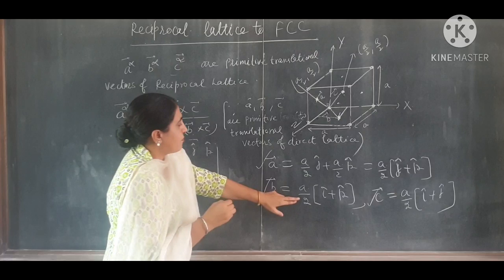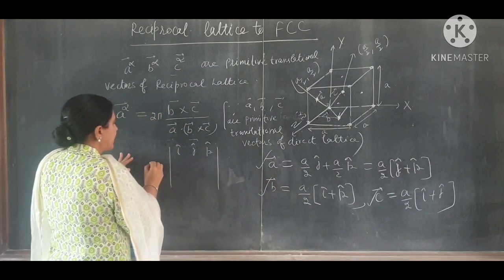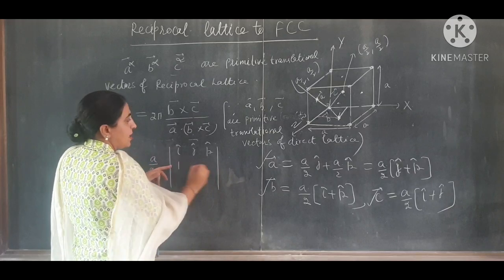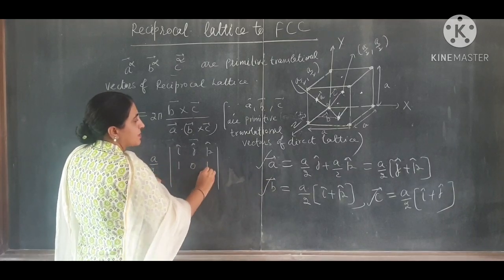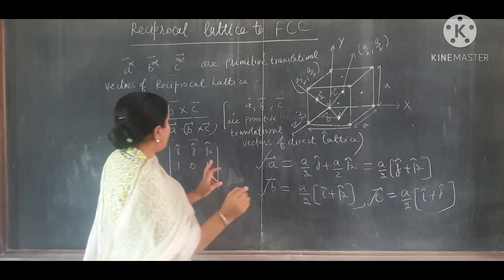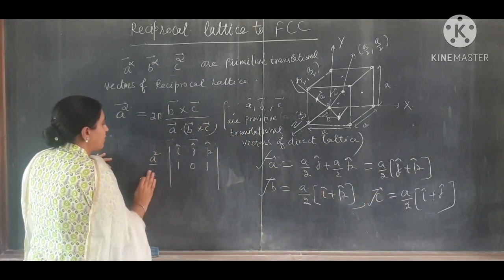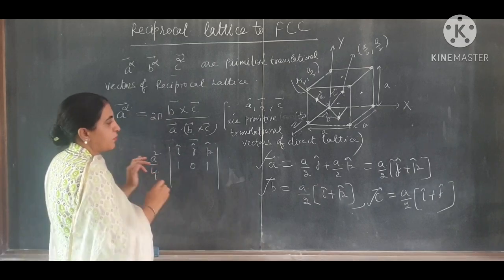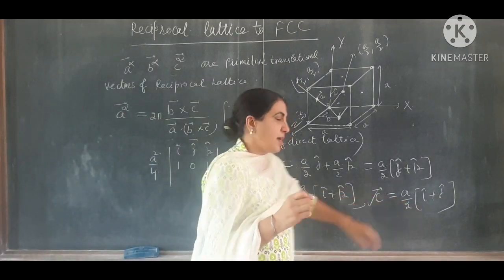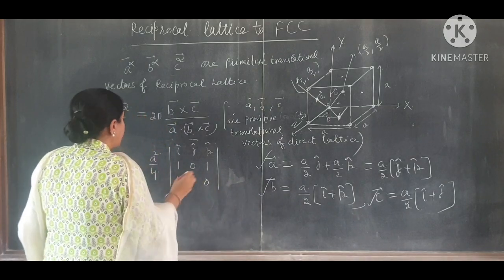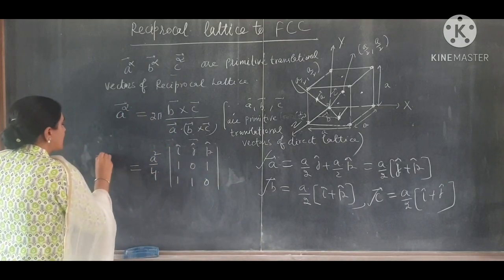Yes, the values of b are a by 2 outside, i cap means 1, j is 0, k is 1. Clear? Then c is a by 2, another a by 2, a square by 4 is outside, i plus j means 1, 1, 0. Now find out this b cross c.